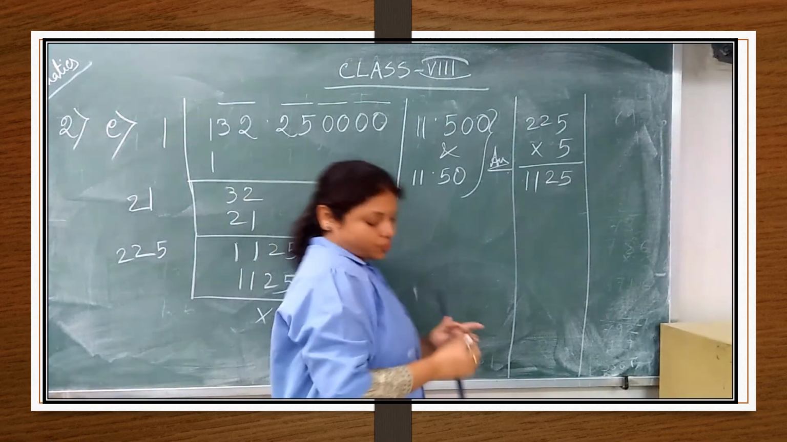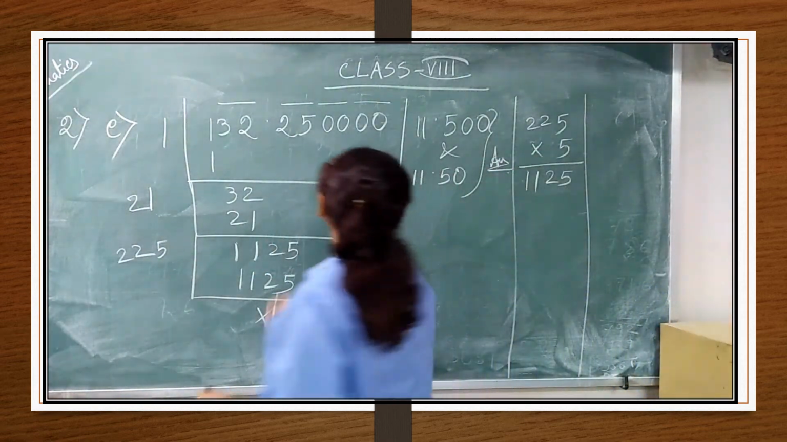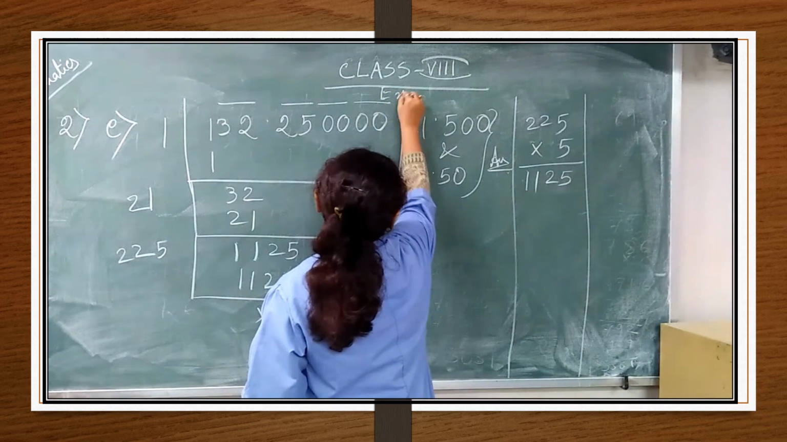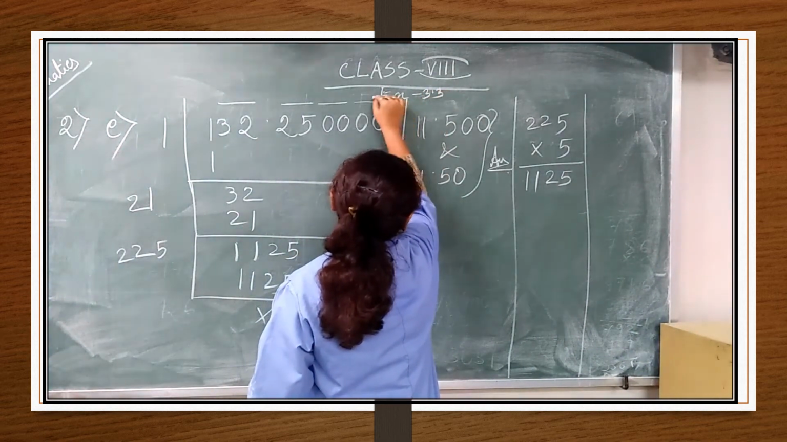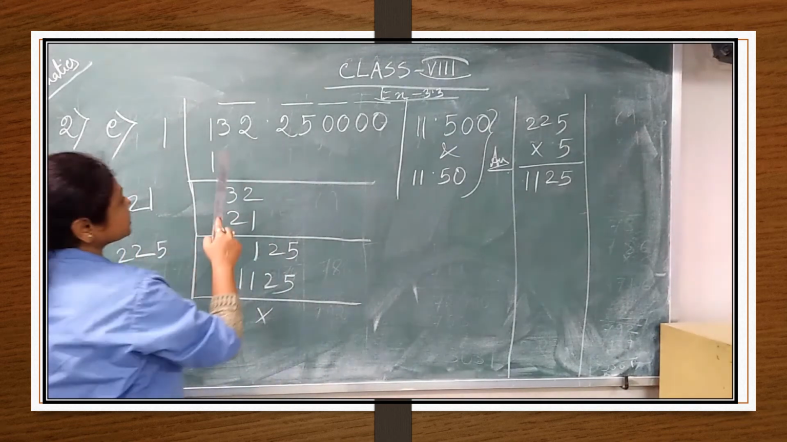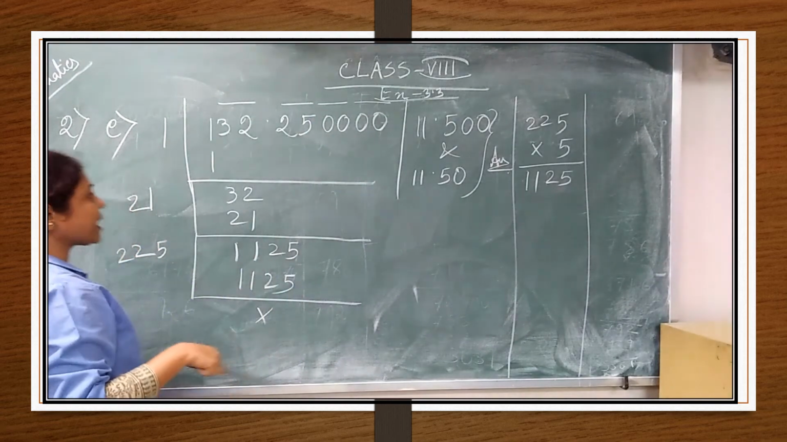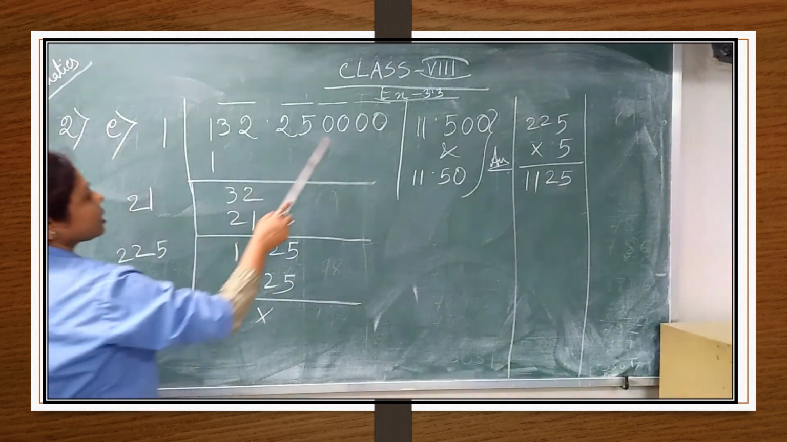Now exercise 3.3, sum number 2E. I had forgotten to write here exercise 3.3. Now I have mentioned it. So 2E. The sum is 132.250000. Okay, so let's start.